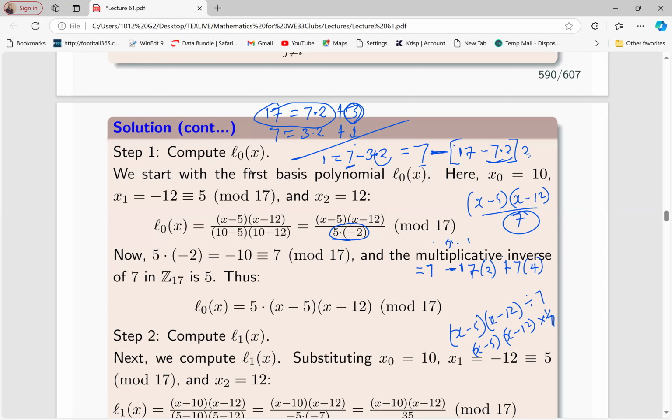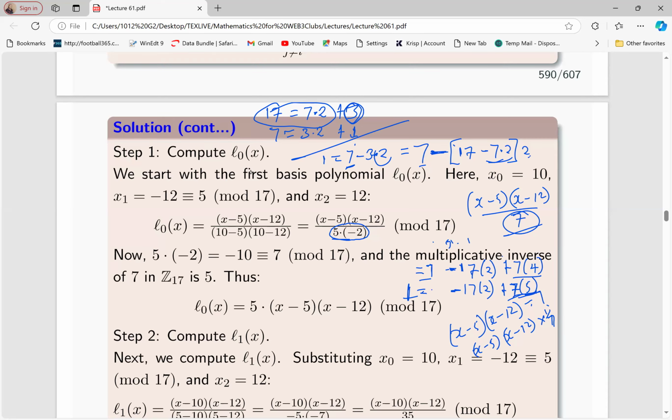Collect like terms. When you collect like terms, what do we have? We have a negative 17 multiplied by 2. And then this and that will be 7 multiplied by 5. So the question is, we are getting the inverse of 7 mod 17. In other words, we are getting a number which when multiplied by 7 would give us 1. And that number is 5. So the 5 is the inverse of 7 therefore.